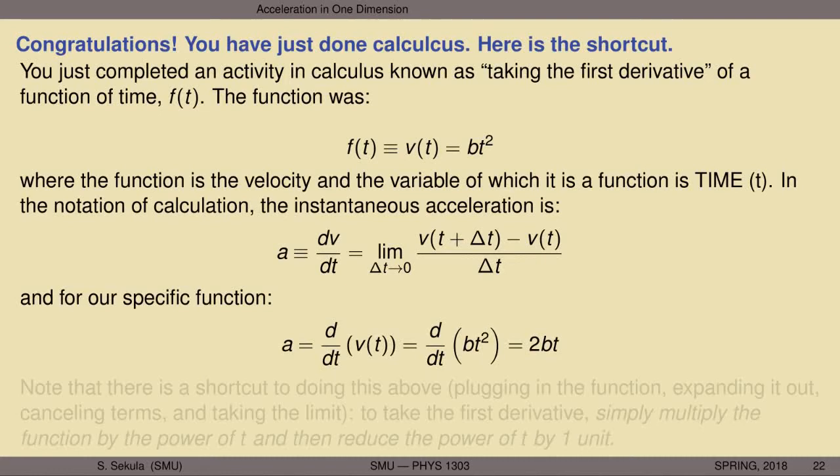The acceleration was the first derivative with respect to time, d over dt, of the function velocity, which is itself a function of time. Plugging in that function, that was bt squared, and doing all this out using all the steps on the previous slide, we got the answer 2bt. 2 times b times t. You've just taken your first time derivative, whether you realized it or not.